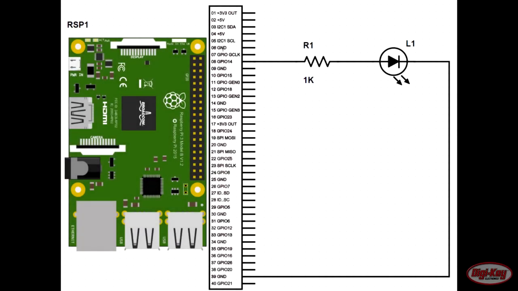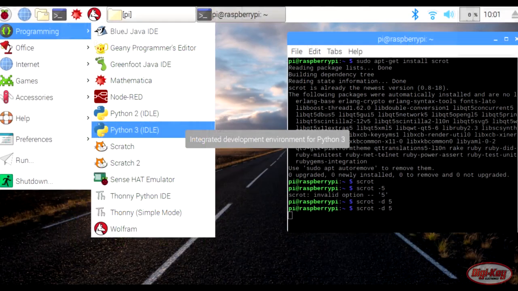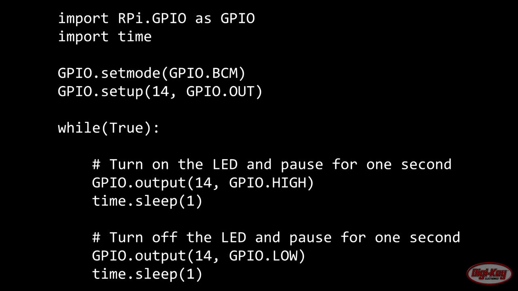In today's episode, we're going to learn how to make an LED flasher using the Raspberry Pi. So the first thing you're going to need to do is to build the circuit shown in this schematic and then turn on the Raspberry Pi and then go into Python 3. In a new file, enter this code, save the file and then run it.